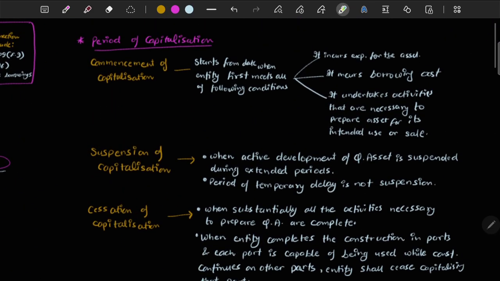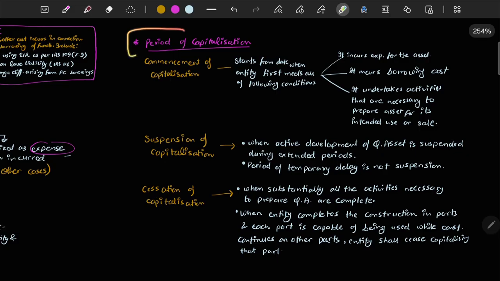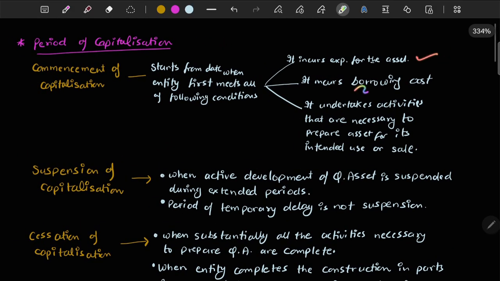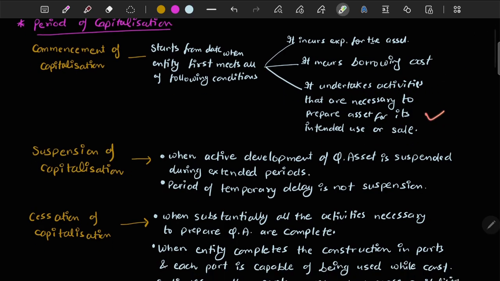Next is our period, which is period of capitalization: when we will start, when we will suspend, and when we will cease capitalization. So commencement of capitalization. Capitalization starts from the date when entity first meets all of the following conditions. It incurs expenditure for the asset, it incurs borrowing cost, it undertakes activity that is necessary to prepare the asset for its intended use or sale.